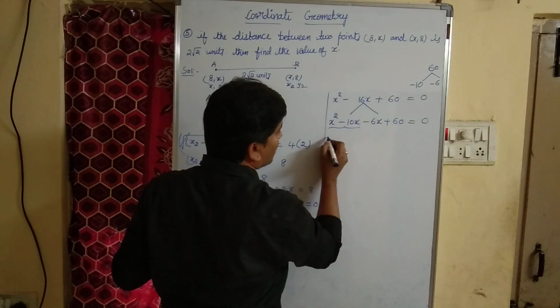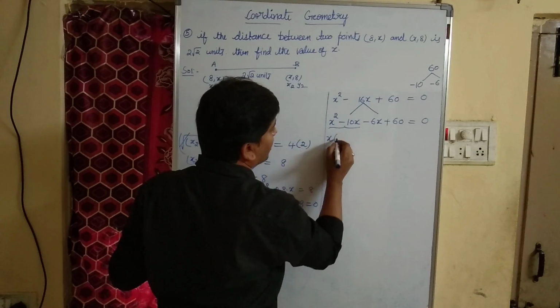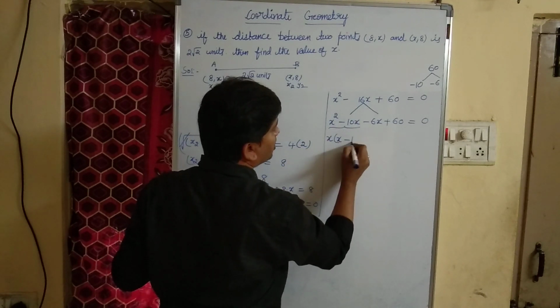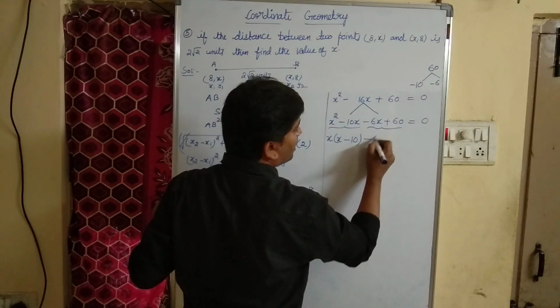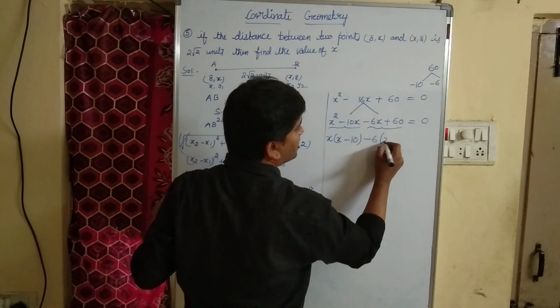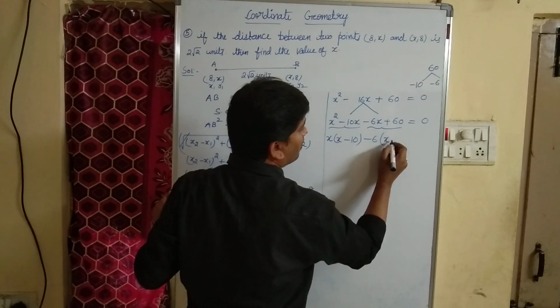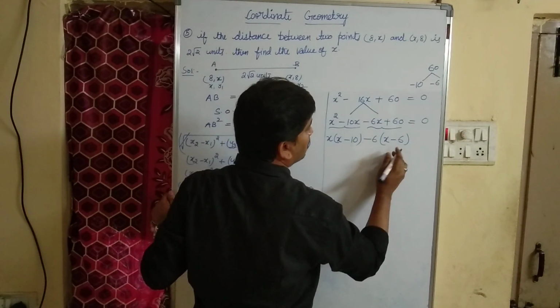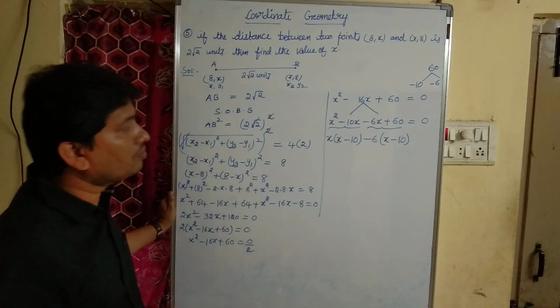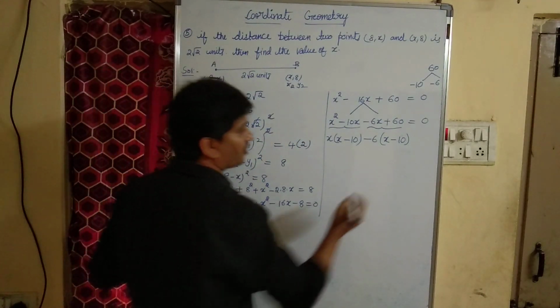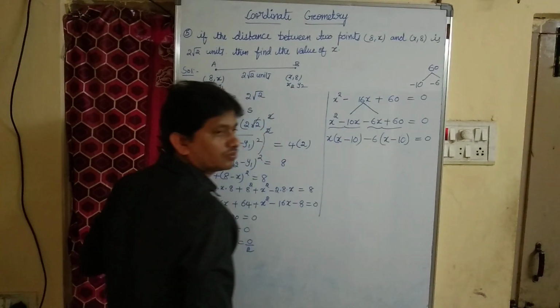Now from these two terms I can take x as common: x into x square minus x into 10, that is 10x. Again from these two terms I can take minus 6 as common: minus 6 into x minus 6x, and minus 6 into minus 10 is equal to plus 60, equal to 0.